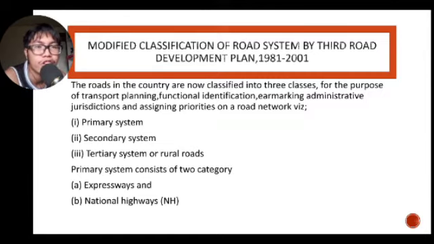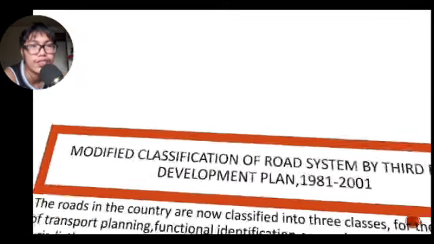Primary system consists of 2 categories, the expressways and the national highways. So, diri sa Pilipinas naa tayo duha ka expressway, which is ang NLEX ug ang SLEX. So wala pa kayo diri sa Mindanao. Hopefully in the future naa na ana. Ang ikaduha is ang national highway.